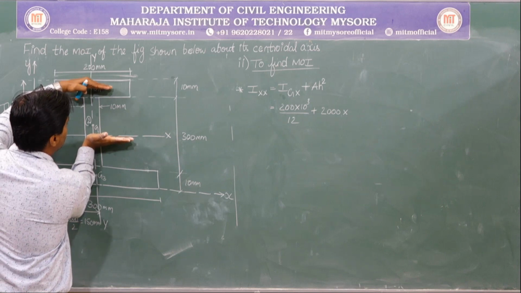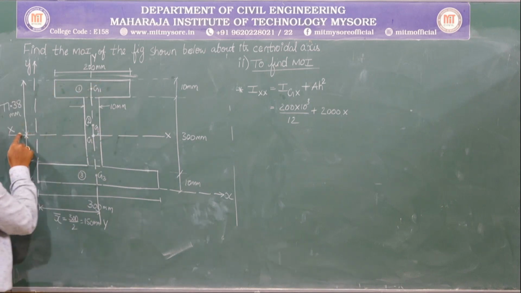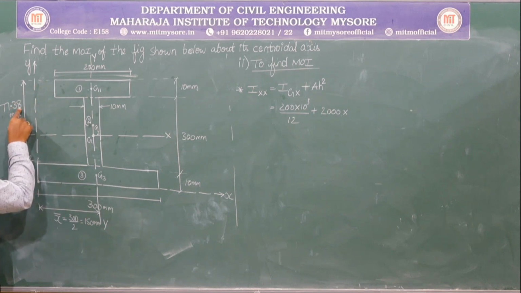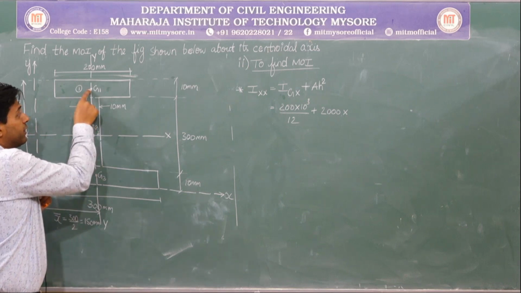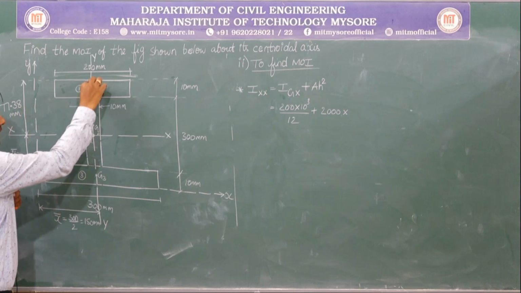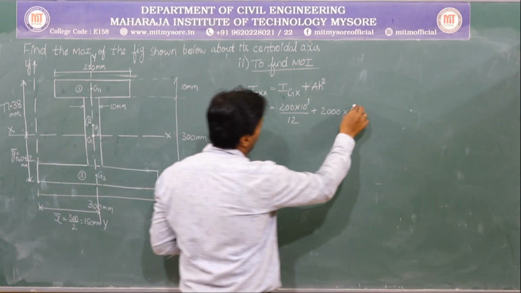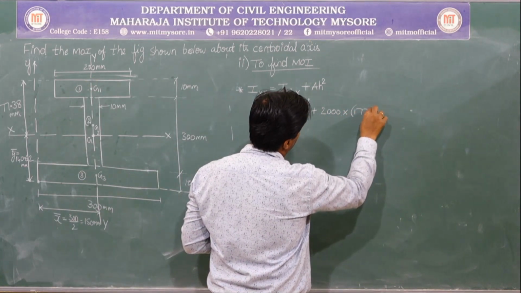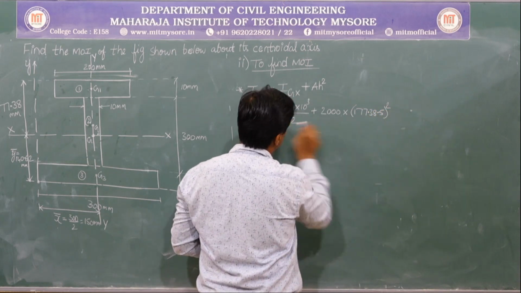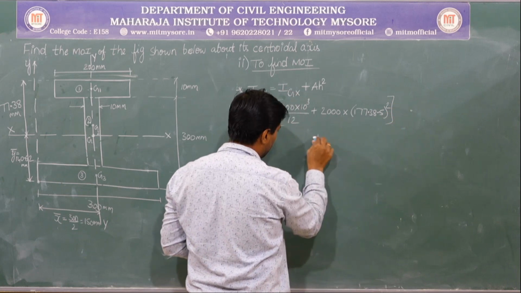How to calculate this? It's very simple. What is this total distance? From this centroid till the top, it is 177.38, right? But where I want? From the centroid till here. So it is 177.38 minus 5, and make it square. So this is the first one. Plus.